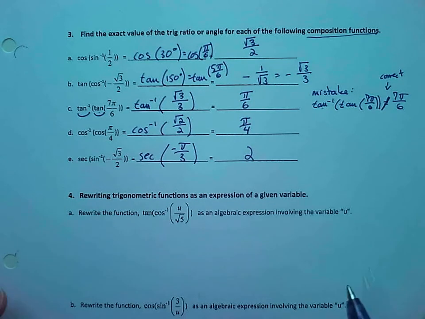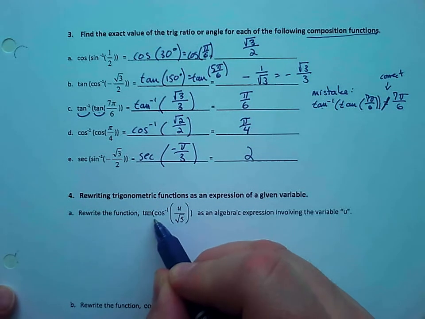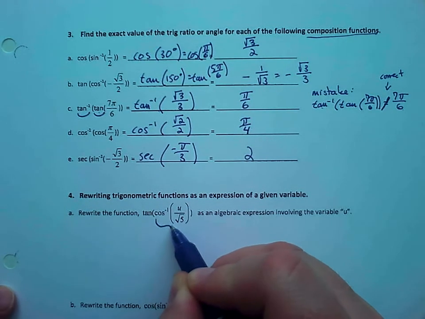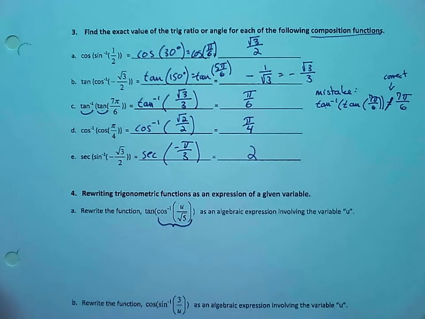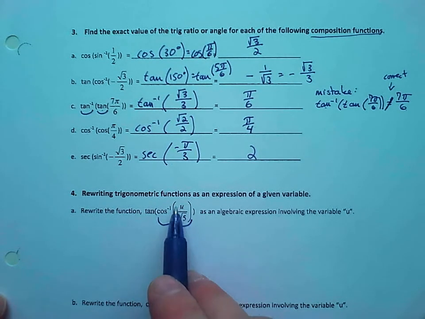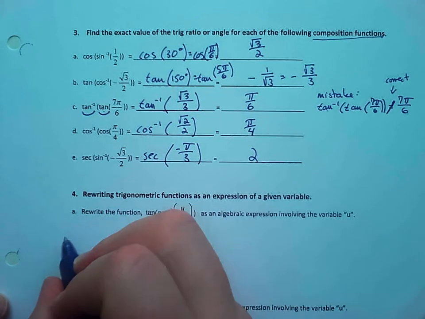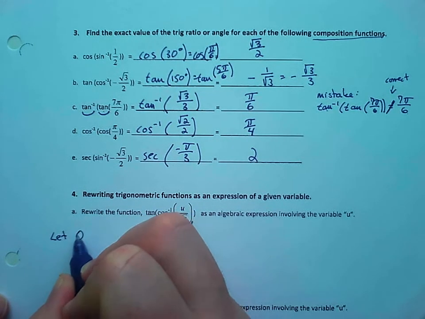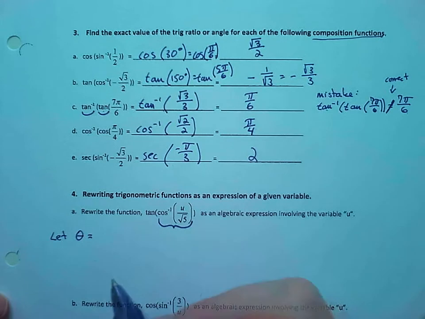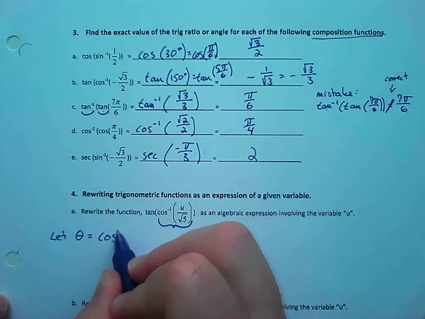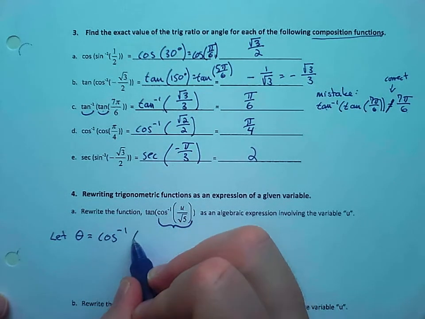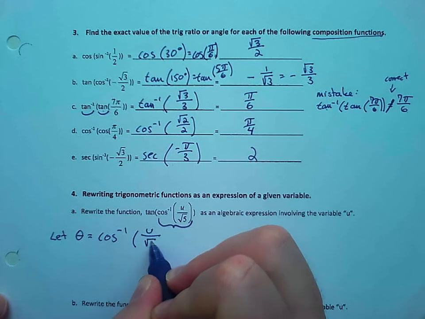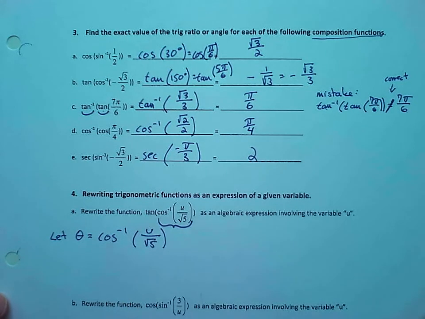Alright, so let's make this a little bit easier on ourselves here. Let's first take whatever we're plugging into the tangent function, all of this right here, the arc cosine of u divided by the square root of 5, and let's just call that theta. So I'm going to say let theta be equal to cosine inverse of u divided by the square root of 5.